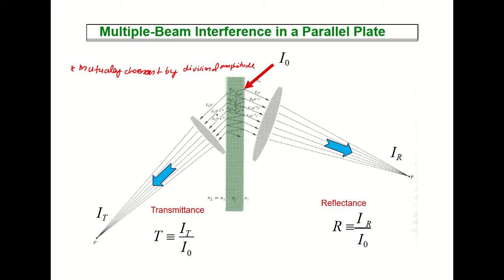So we have mutually coherent beams produced using the division of amplitude method, and multiple reflections occur between two parallel partially reflecting surfaces. This surface will be a semi-transparent mirror, with a partial reflection and a partial transmission. We also consider here two thin identical mirrors.